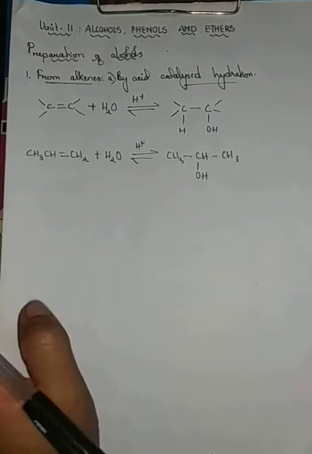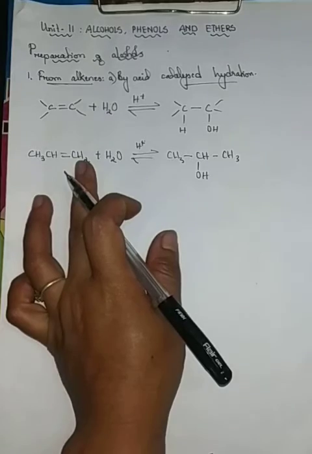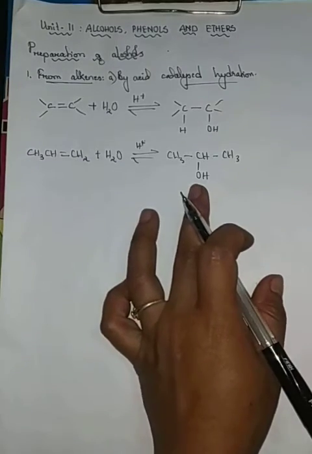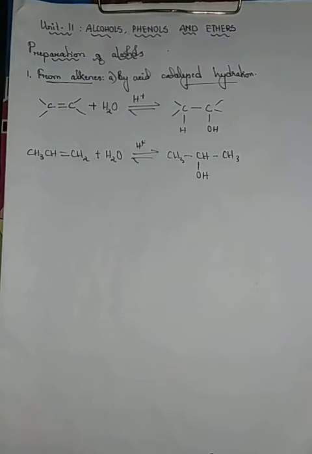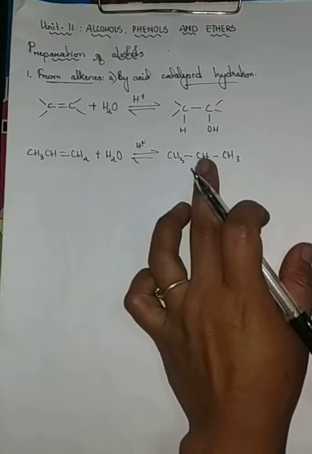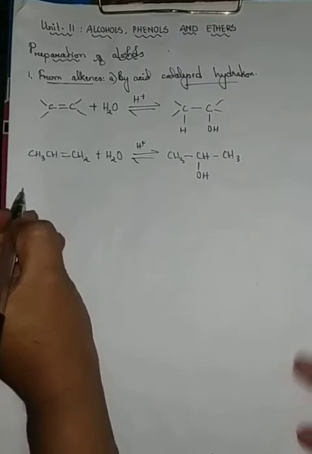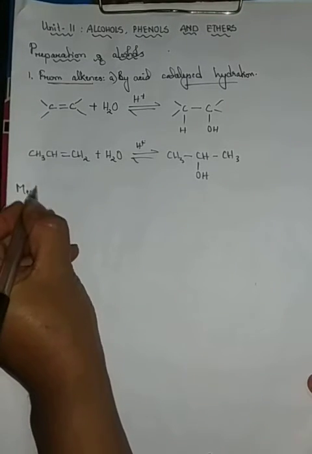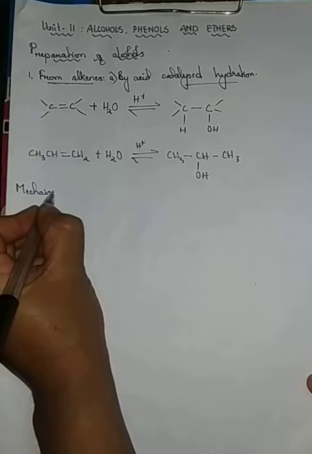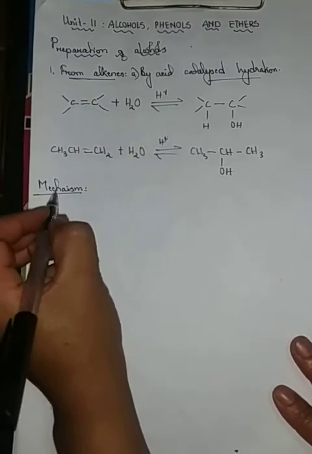Now here it follows Markovnikov's rule in the case of unsymmetrical alkenes, that is, the negative part of the adding substance gets attached to the carbon atom having lesser number of hydrogen atoms. Thus our OH is attached here. Now let's check out the mechanism. The mechanism of the acid catalyzed hydration takes place in 3 steps. Now let's check out the first step.